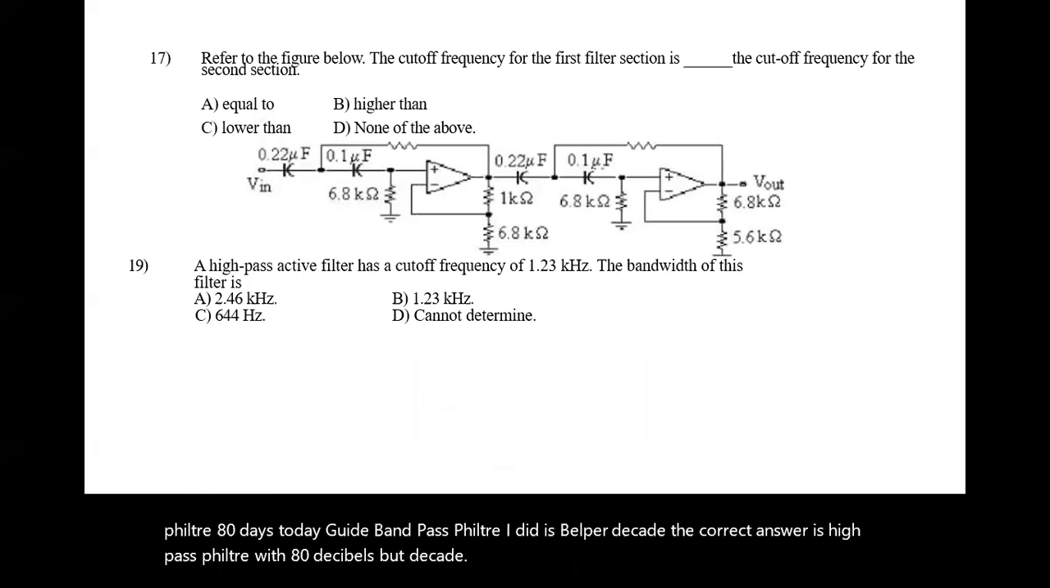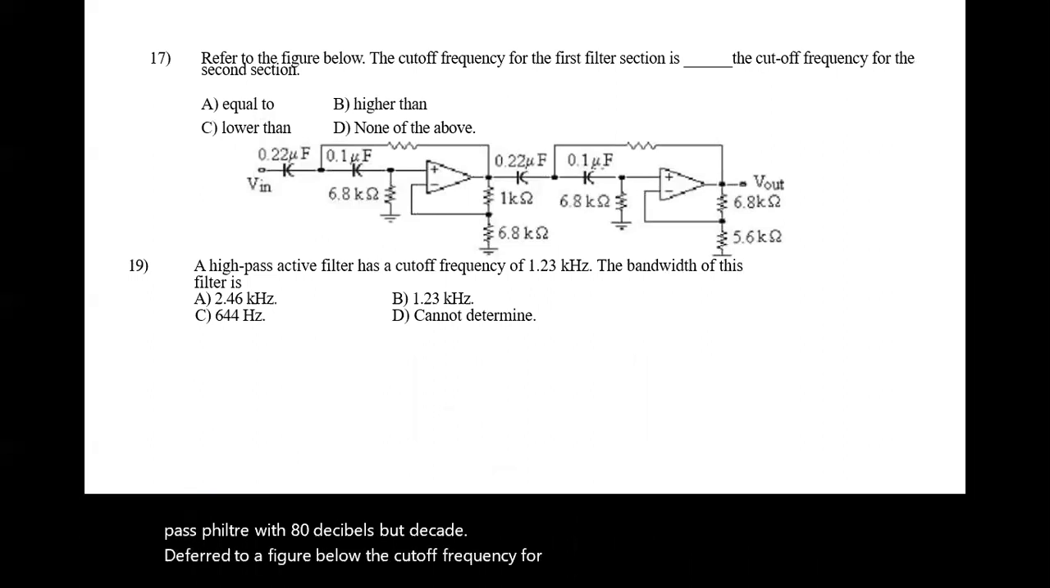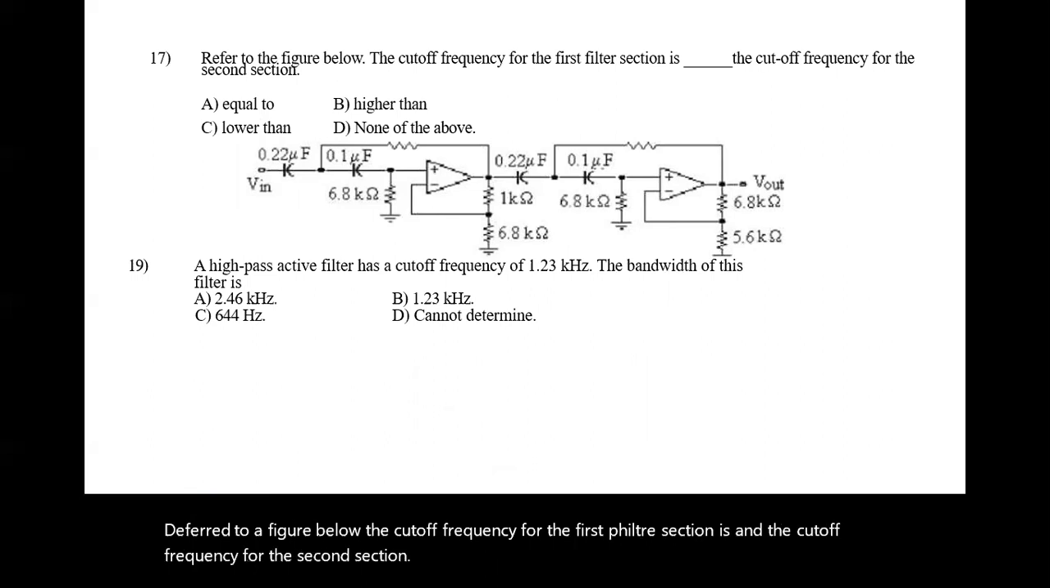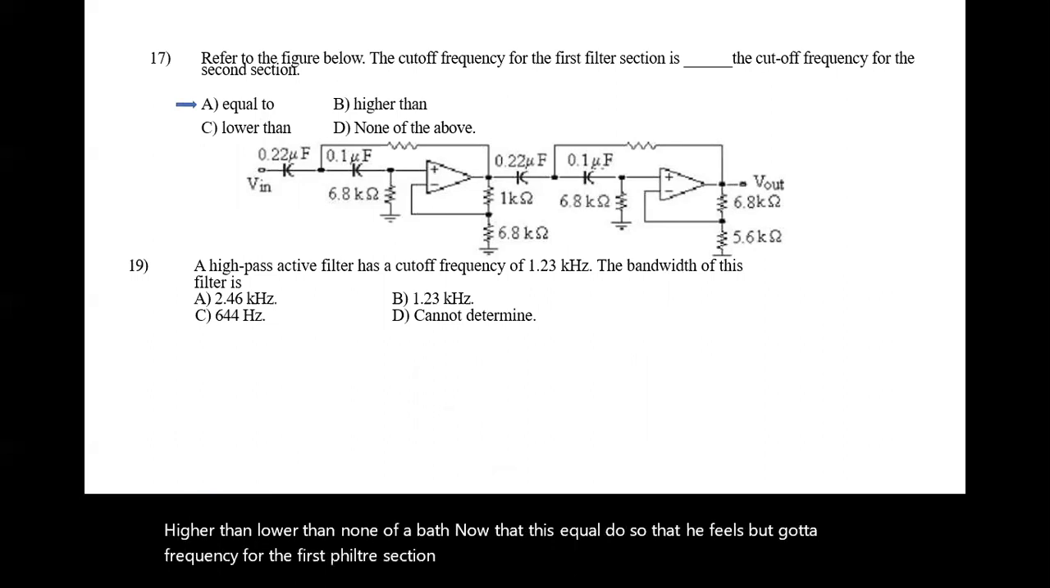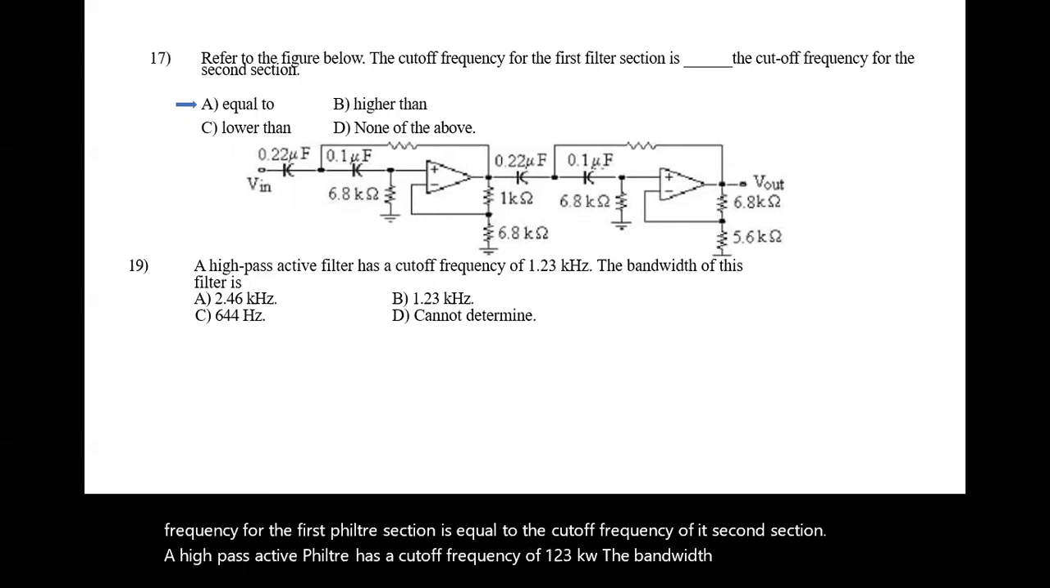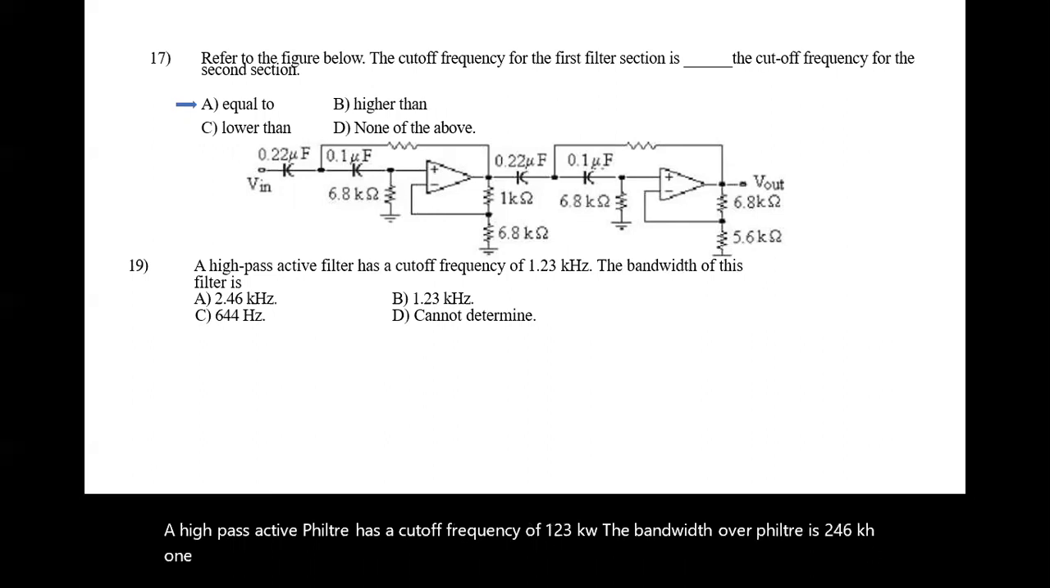Refer to the figure below. The cutoff frequency for the first filter section is, and the cutoff frequency for the second section is equal to, higher than, lower than, none of the above. No, that is equal to. The cutoff frequency for the first filter section is equal to the cutoff frequency of the second section. A high-pass active filter has a cutoff frequency of 1.23 kHz. The bandwidth of the filter is 2.46 kHz, 1.23 kHz, 6.44 kHz, or cannot determine. In this particular case, we cannot determine.